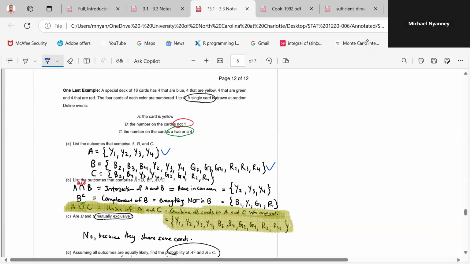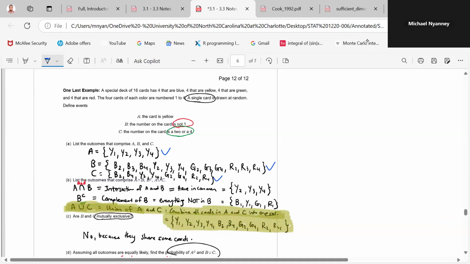Then C is the number on the car is 2 or 4. So we pick all the cars, that is 16, and we pick those that are numbered B2, B4, Y2, G2, G4, and so on and so forth. So that is the event C. Now we have to list the outcomes that comprise A intersection B, B complement, and A union C.